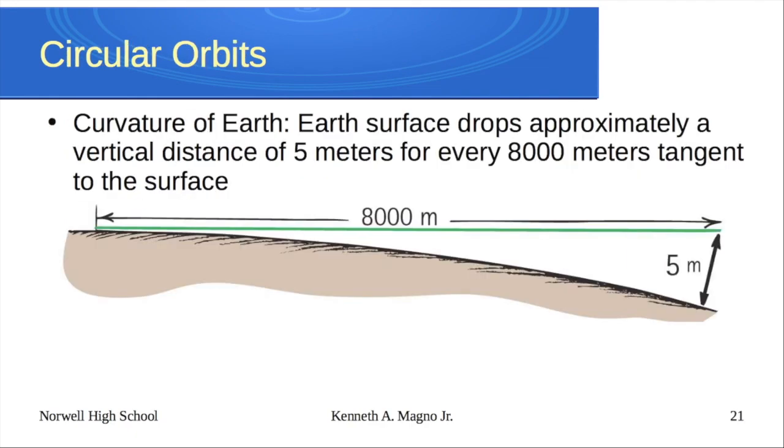All right, so this is now going to bring us into the idea of circular orbits. Okay? So the curvature of the Earth, because again, the Earth isn't flat, sorry to surprise some of you, basically drops 5 vertical meters for every 8,000 meters tangent to the surface. So that means if I was to launch something perfectly straight and it was going fast enough that it was going to take it 8,000 meters before it should have had a vertical change of 5 meters, that object would never actually hit the ground.